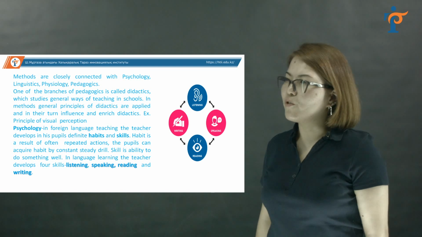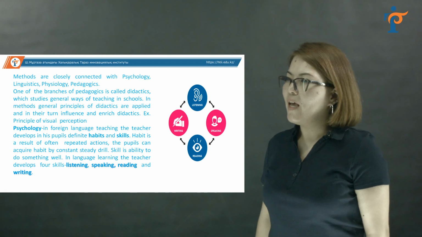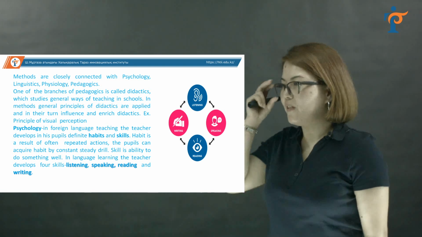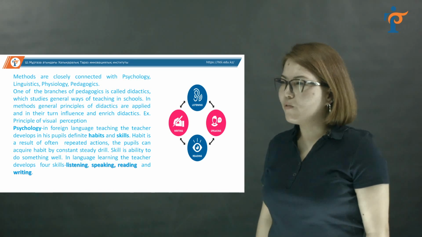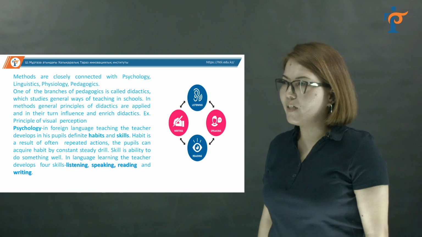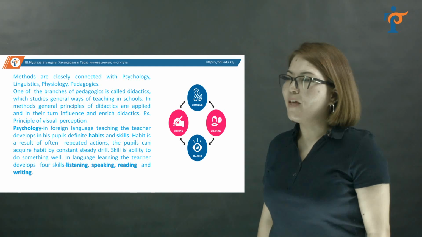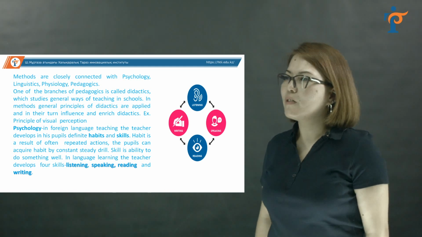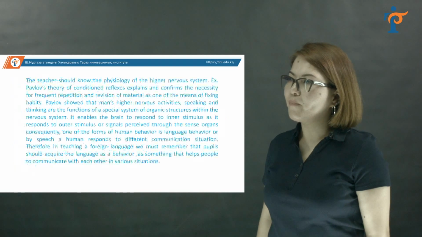Physiology in foreign language teaching: the teacher develops in his pupil definite habits and skills. Habit is a result of often repeated actions. The pupils can acquire habit by constant steady drill. Skill is ability to do something well. In language learning, the teacher develops 4 skills. They are listening skill, speaking skill, writing skill, and reading skill.